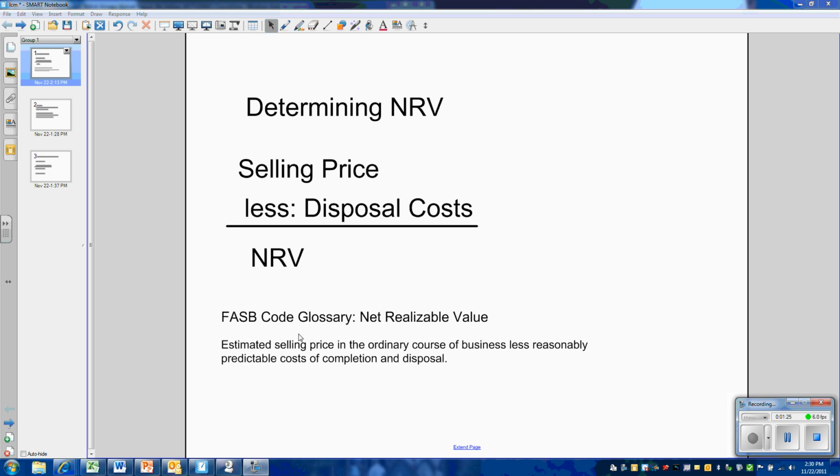In the FASB code, in the glossary, net realizable value is defined as the estimated selling price in the normal course of business less reasonably predicted cost of completion and disposal. Here the products are complete. We're concentrating on 2 disposal costs, the commission and the shipping cost. It's important to read this phrase closely. In the ordinary course of business, the FASB does not believe fire sale prices for items should be used to determine net realizable value. Instead, it would be what the selling price was in the normal course of business.